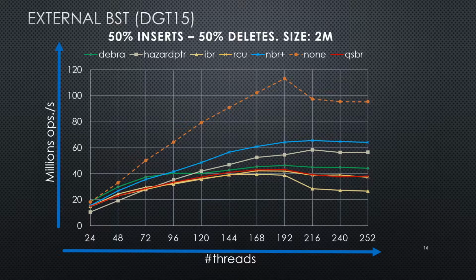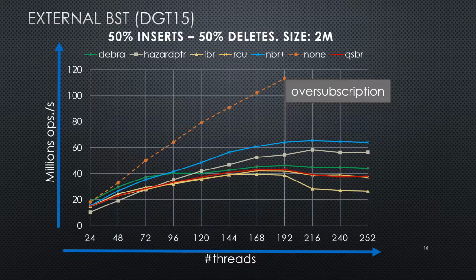So the most interesting comparison here is with Debra. As you can see here, Debra performs slightly better than NBR up to 96 threads, but after that it flattens out. On the other hand, NBR Plus scales up really well and performs much better than Debra after 96 threads. And that happens even under oversubscription.